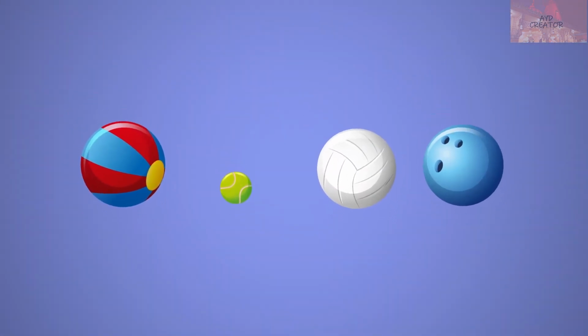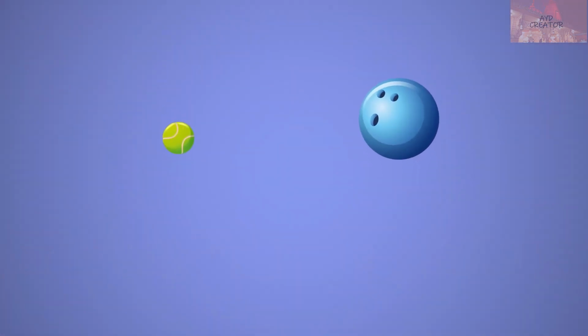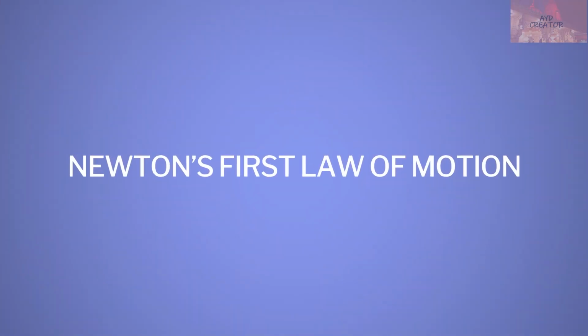Here we have different types of balls. Can you tell what will be the inertia of these balls? We can compare the inertia of these balls only after knowing their masses. A ball which is heavier will have more inertia as compared to a ball that is lighter. Similarly, like in the previous example, the bag of 1 kilogram of cotton and 1 kilogram of onions will have the same inertia. Now we will talk about Newton's first law of motion.